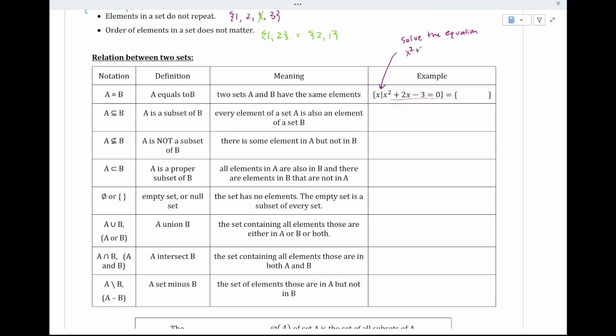So x squared plus 2x minus 3 equals 0. This is something that I could factor. x minus 1, x plus 3 equals 0. So x is 1 or negative 3. So this first set, the set of all x such that x squared plus 2x minus 3 equals 0, is the same as the set that contains negative 3 and 1.